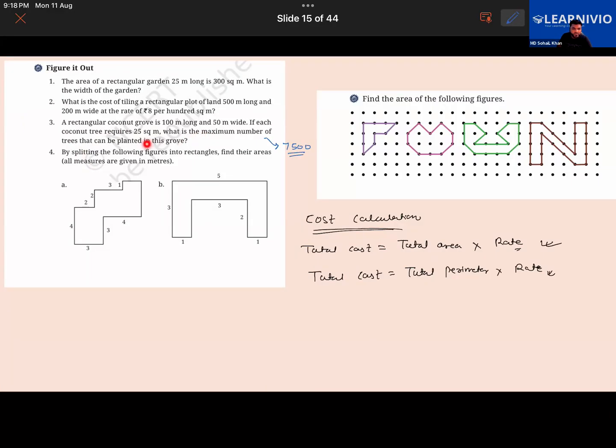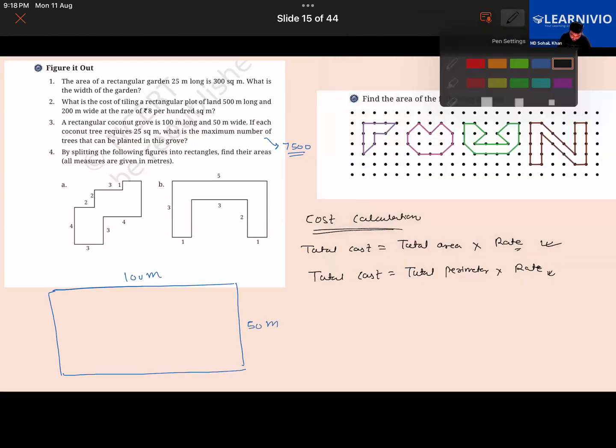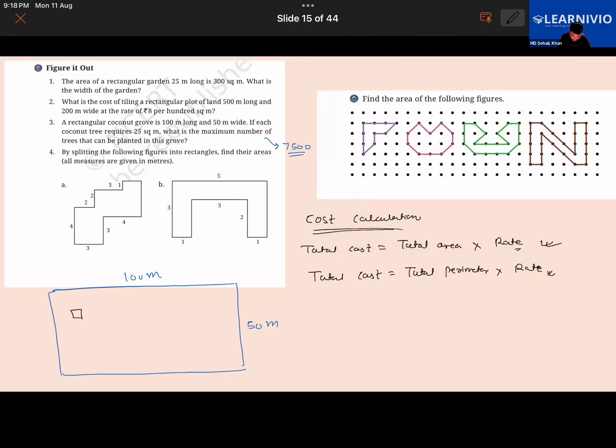Okay, let's see. If each coconut tree requires 25 square meters, what is the maximum number of trees that can be planted in this grove? Let us say that this is the area. It's a rectangular grove in which the length and the breadth are given to us as 100 meters and 50 meters. Each coconut tree requires a minimum of 25 square meters of area.